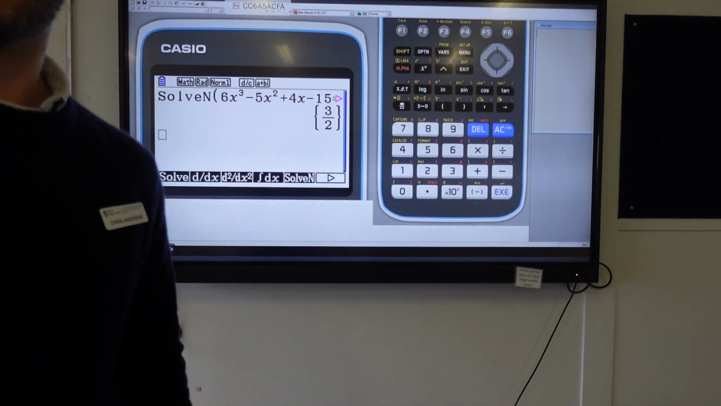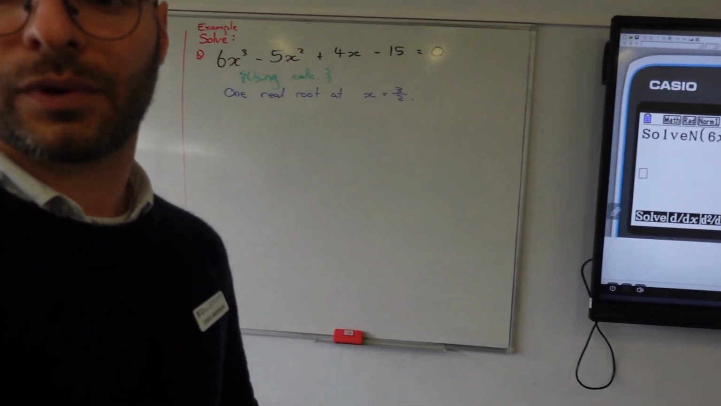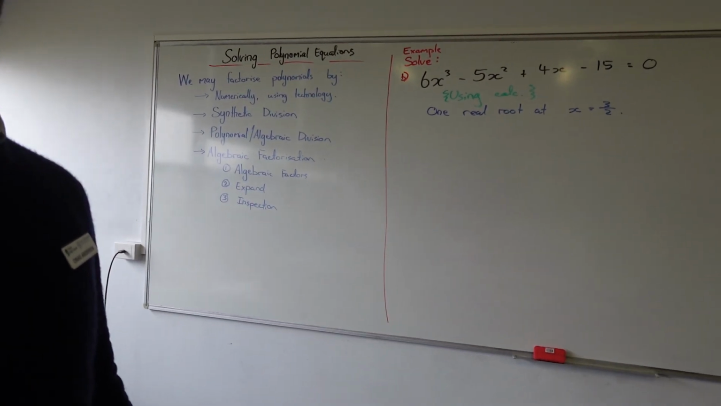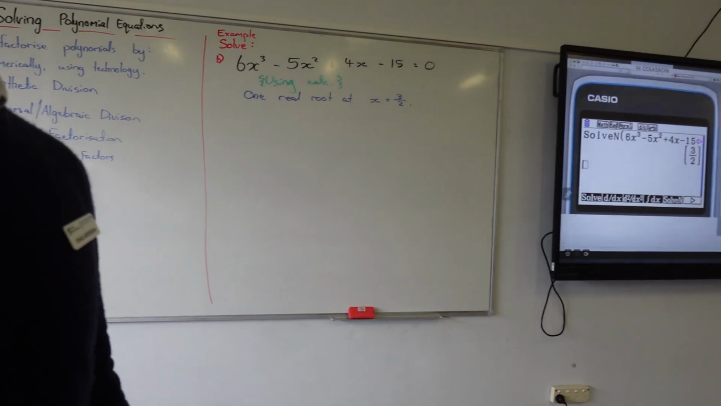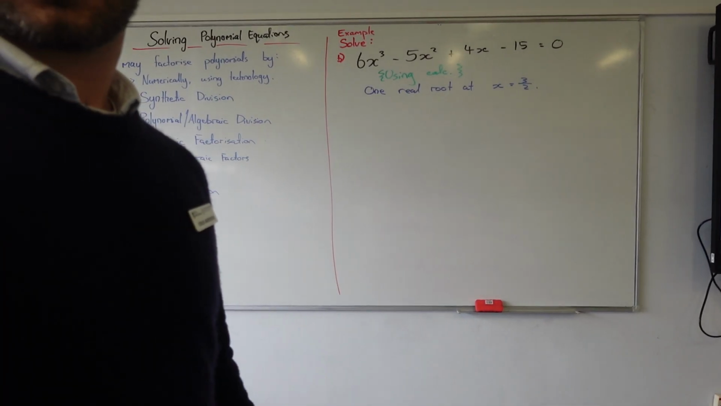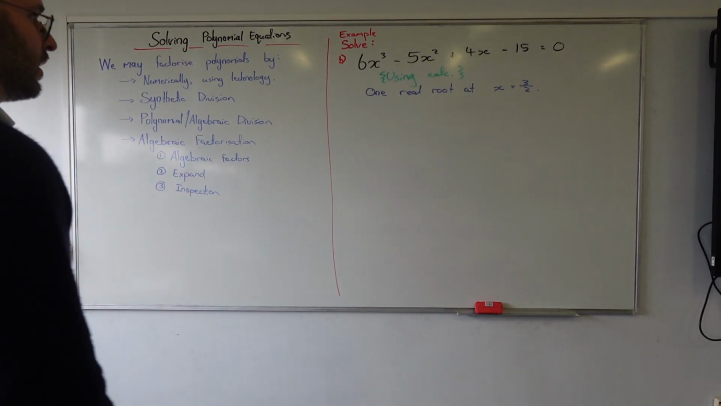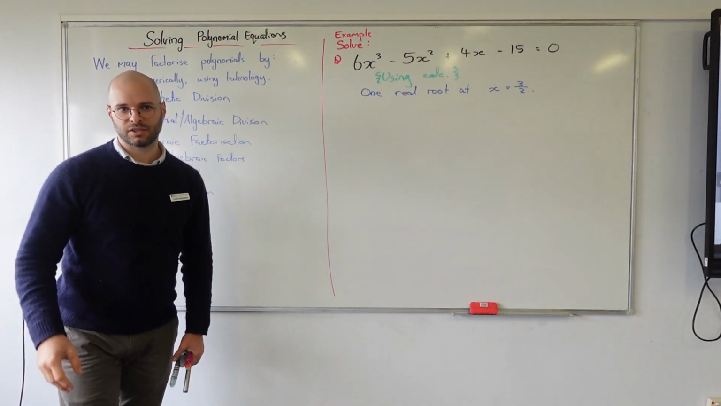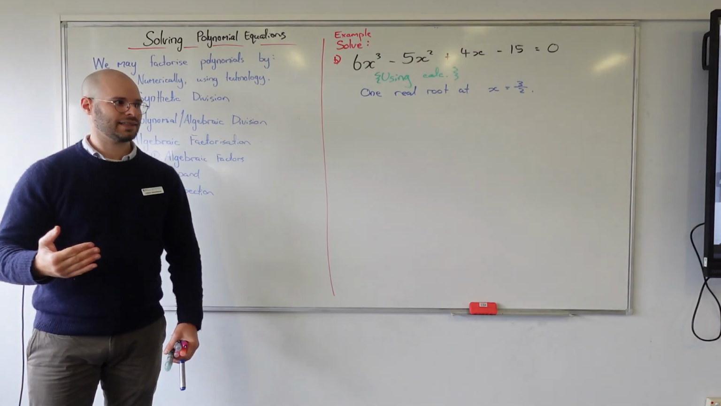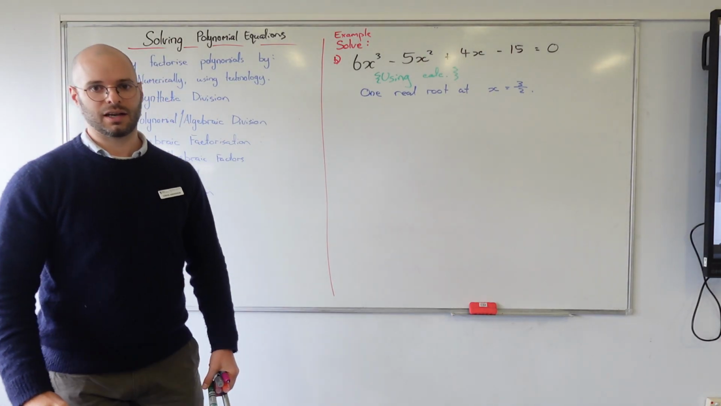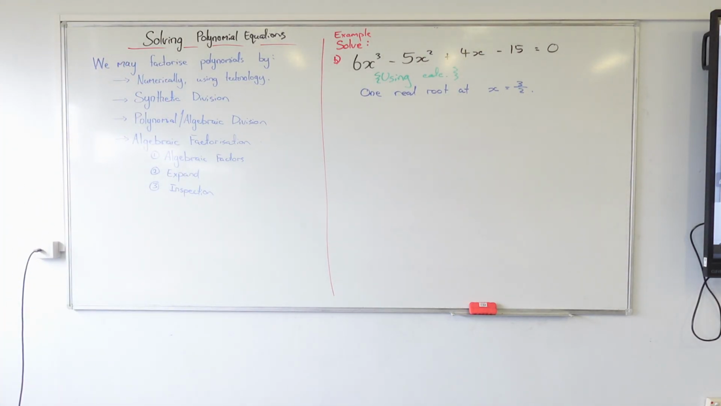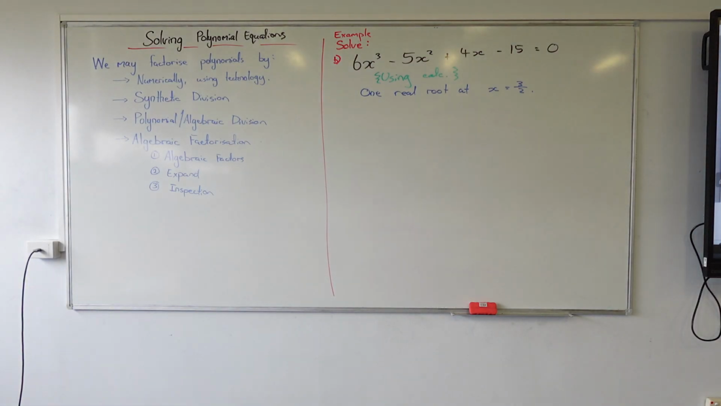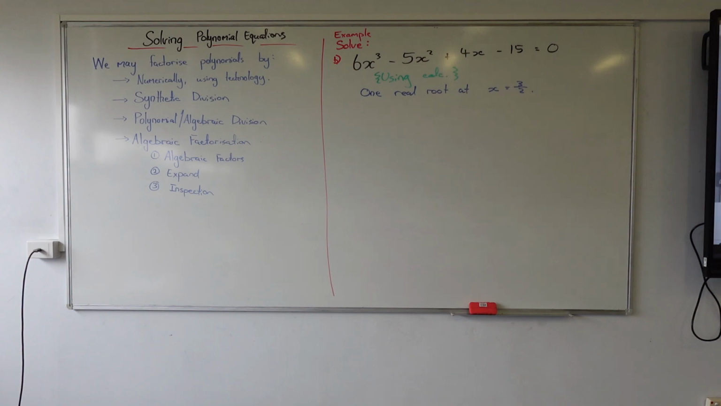The calculator tells us there is a singular real root at x equals 3 on 2. What about the other two? This is a third order polynomial. Why is our calculator not telling us where the other roots are? They're imaginary roots. Whenever you have an imaginary root, your calculator cannot solve for it, or at least this model can't. So we only can take the real roots.